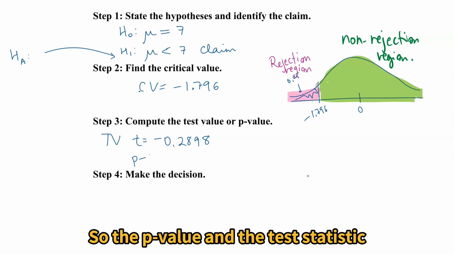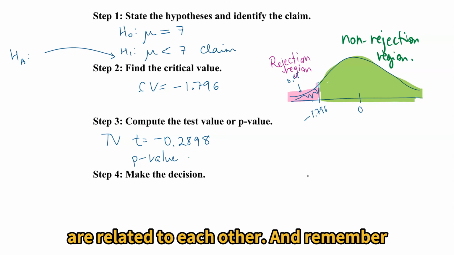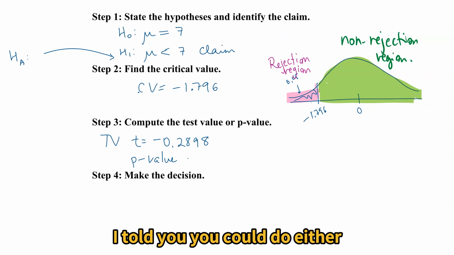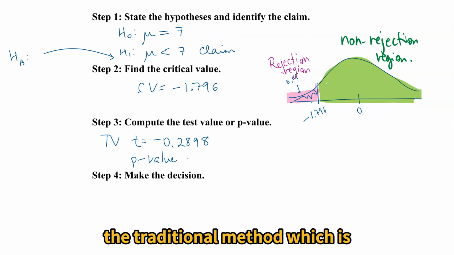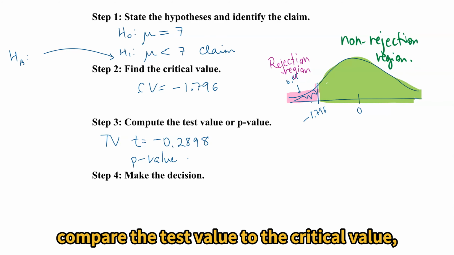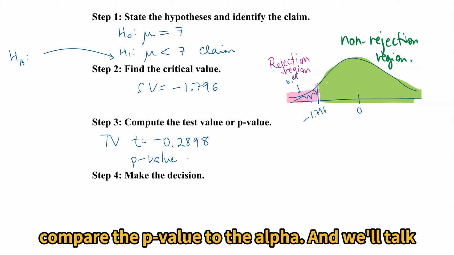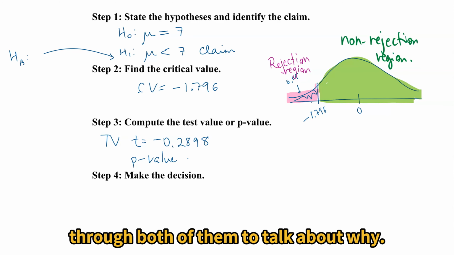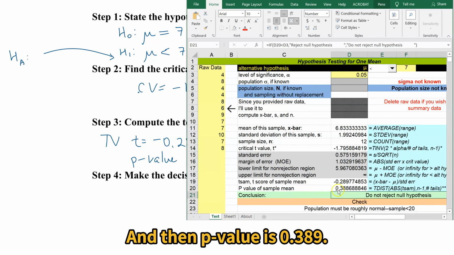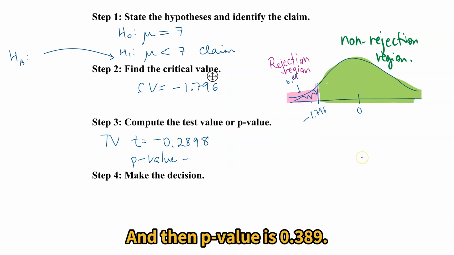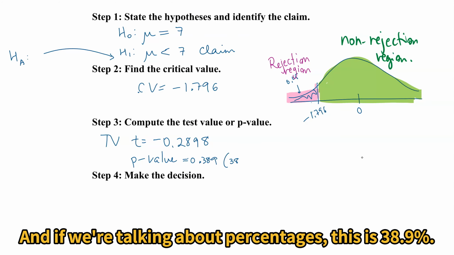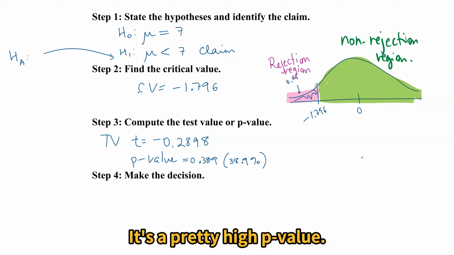So the p-value and the test statistic are related to each other. And remember, I told you that you could do either the traditional method, which is compare the test value to the critical value, or do the p-value method where you compare the p-value to the alpha. We'll talk through both of them and why. And the p-value is 0.389. If we're talking about percentages, notice this is 38.9%. It's a pretty high p-value.